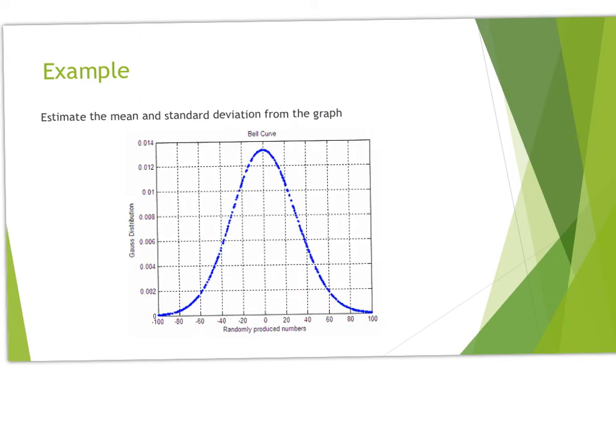Let's look at this example. It says estimate the mean and standard deviation from the graph. Well, in order to find the mean, let's start there. To find the mean, we're going to look at where the center of the curve occurs. And so if we draw a line to the center of the curve, it looks like the mean sits at 0. Mu equals 0. The next part says find the standard deviation of the graph.